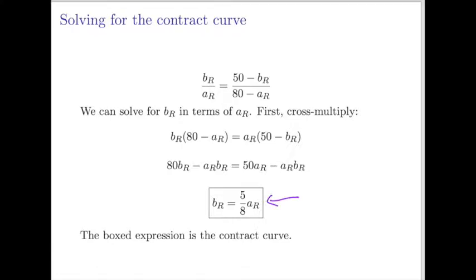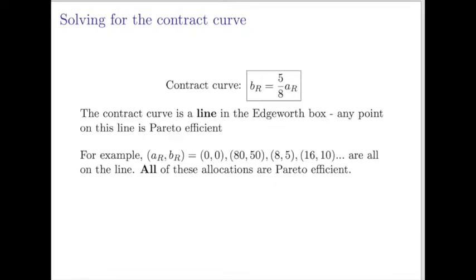We could just go back to our Edgeworth box and plot a line through all the allocations where BR equals 5/8 of AR. And that would tell us what the contract curve was. So any point on this line would be Pareto efficient. So examples of points on this line are where AR is 0. So if we give no apples to Rob, well, Pareto efficiency says you shouldn't give any bananas to Rob as well.